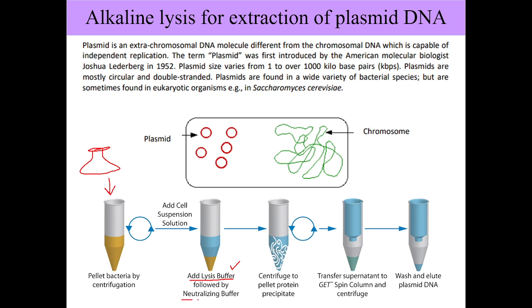Then you add the neutralizing buffer. In the neutralizing buffer, what happens? You centrifuge to precipitate the protein. So all the protein gets precipitated. What is soluble? In the soluble layer you have the nucleic acids. Then you transfer that to a spin column. As I told you, these silica-based spin columns are there. You transfer the entire liquid component, the supernatant, to the spin column and then you wash and elute the plasmid DNA. Now it sounds very simple, but there are a lot of different solutions and you have to know the role of each and every solution and the composition of each and every solution.